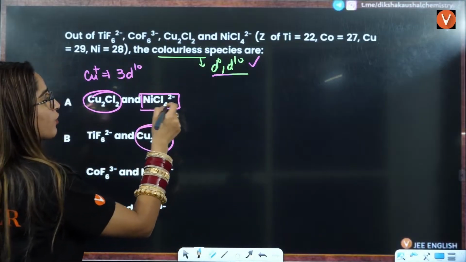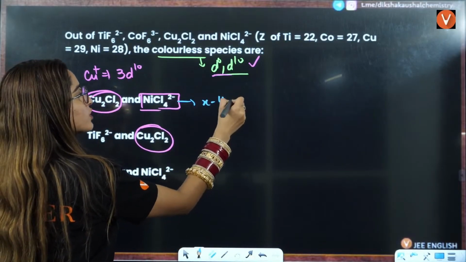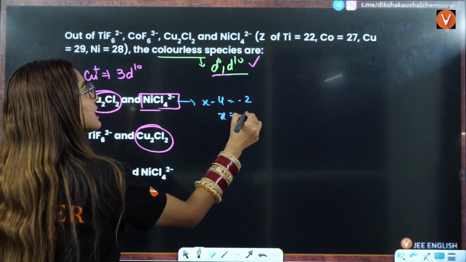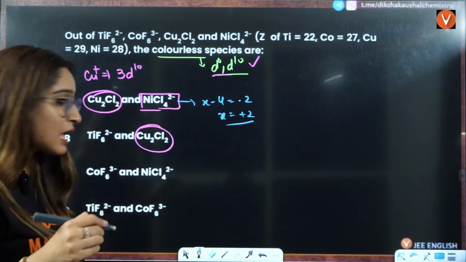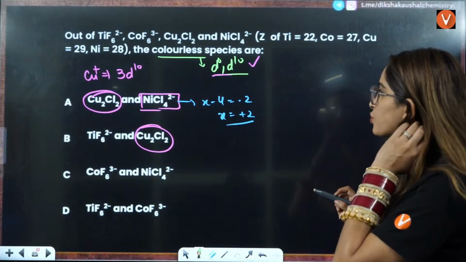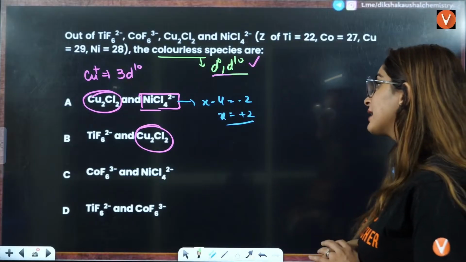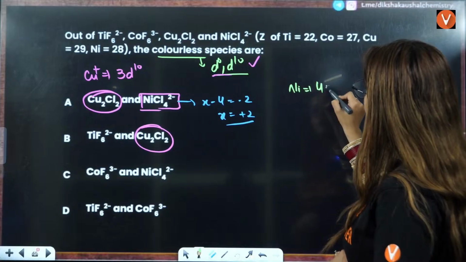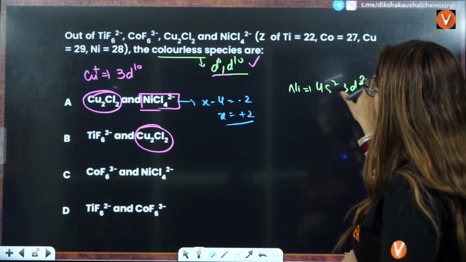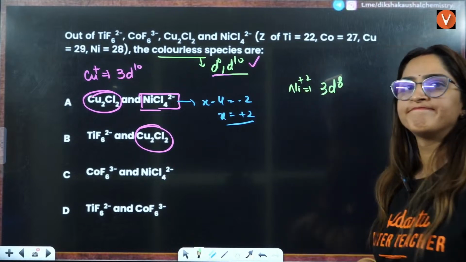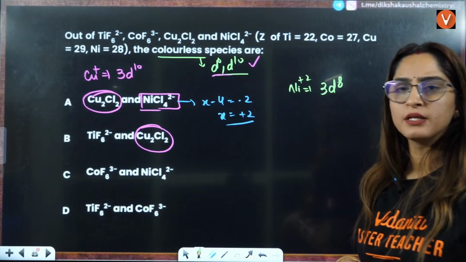After eliminating, here x minus 4 is equal to minus 2, so x is equal to plus 2, right? Now, nickel, we know that is 4s2 3d8. Plus 2 means it will be 3d8, which is not possible, right?